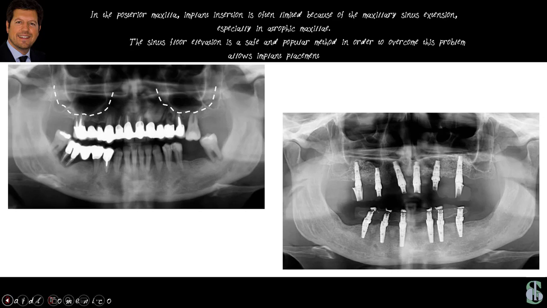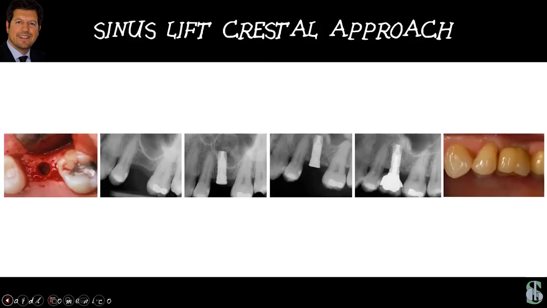The topic of my lecture is sinus lift with the crestal approach. But when we speak about sinus lift, immediately we think of the buccal approach. In fact, for a long time it was considered the most predictable technique to place implants in an atrophic maxilla. Also nowadays, in the posterior maxilla, implant insertion is often limited because of the maxillary sinus extension. Sinus floor elevation is a safe and popular method to overcome this problem and allow implant placement. But the aim of my presentation is to show how it's possible to do it in a less invasive way using the crestal approach.